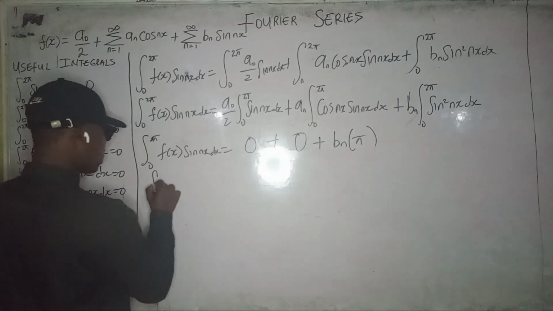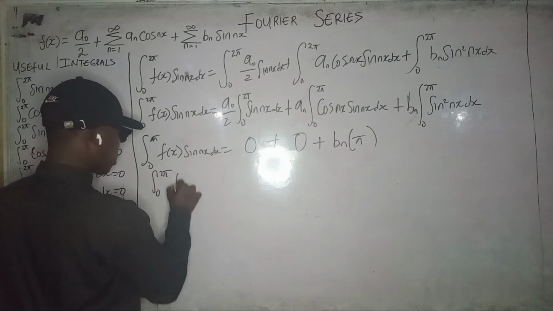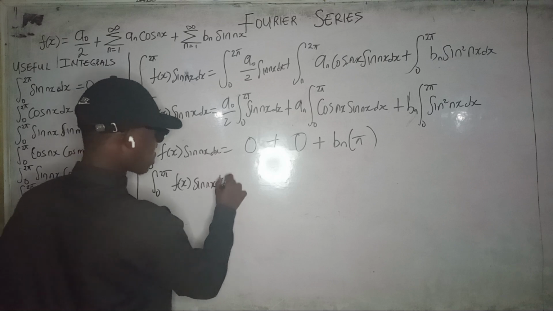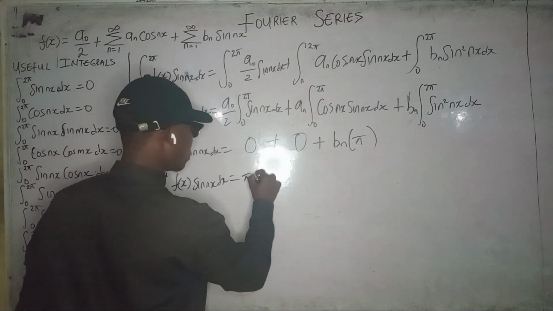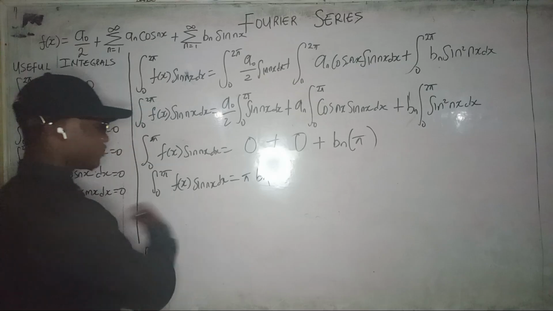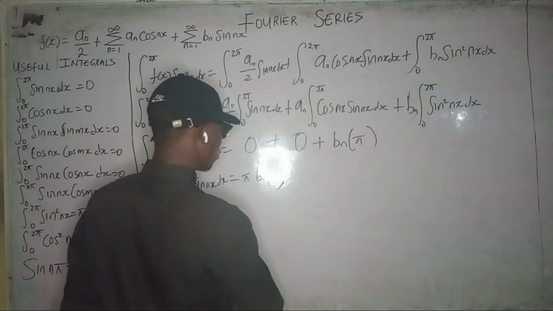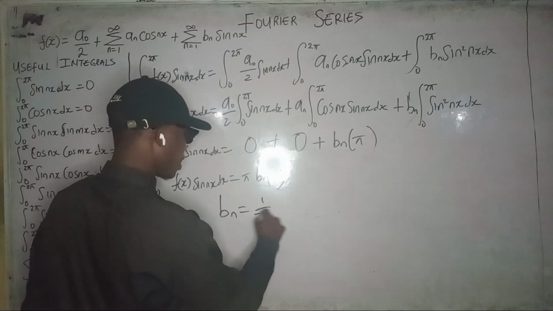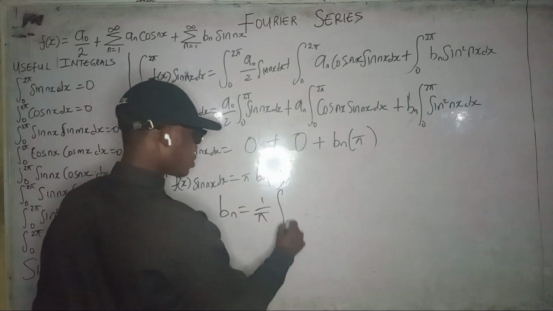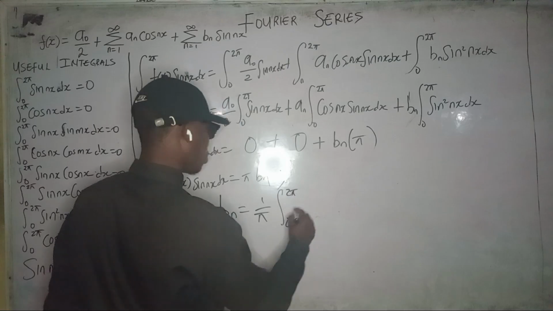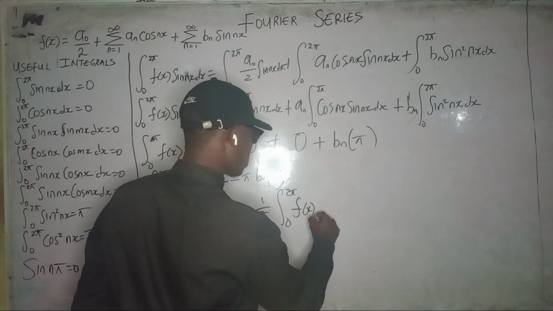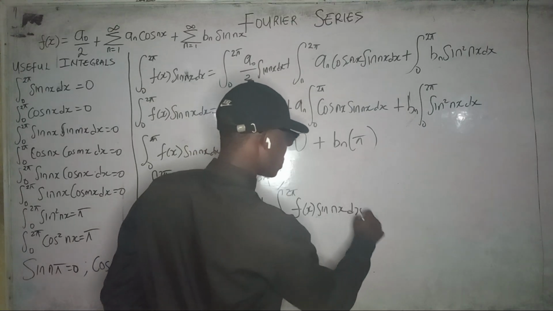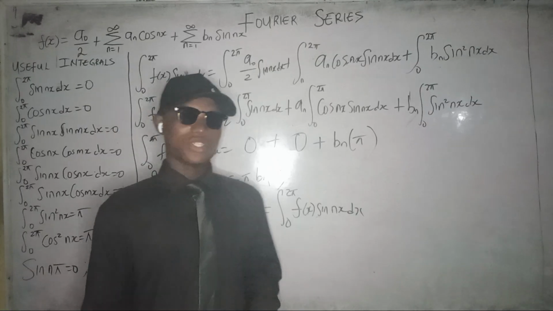This means that the integral from 0 to 2 pi of f of x sine nx dx is equal to pi bn. So if we divide both sides by pi, we are going to have bn equal to 1 over pi, the integral from 0 to 2 pi of f of x sine nx dx. So now this is how to get the coefficient of bn.